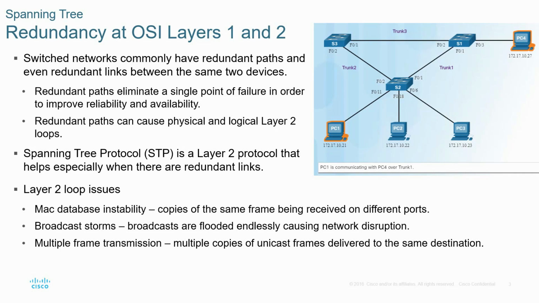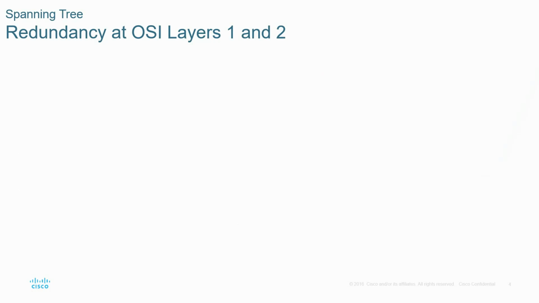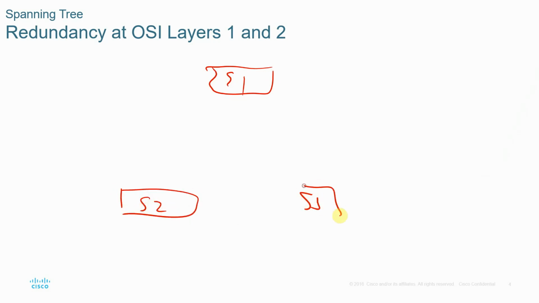However, having this redundancy in the physical topology of the network can create several problems, and I will start by illustrating some of these problems. Consider that you have these 3 switches. This is S1, this here is S2, and this here is S3, and they are connected to each other in this triangular fashion. Obviously, there will be devices also connected to these switches, but let's just focus on the switches right now.